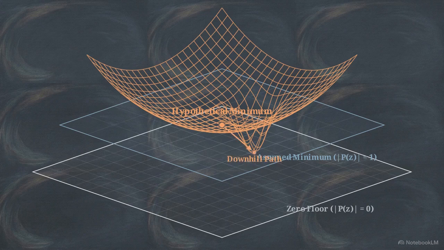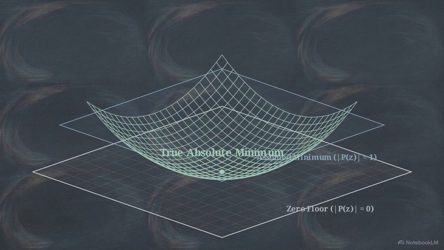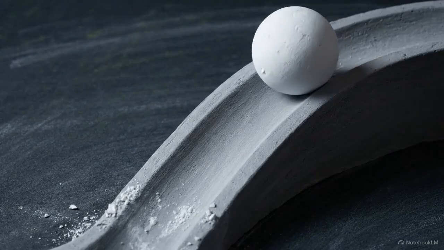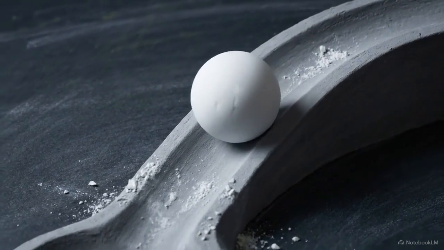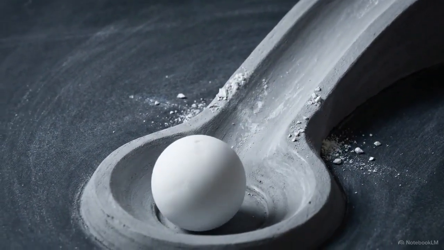Because a downhill path always exists whenever the surface is above 0, the true absolute minimum cannot exist in the air. It must rest exactly on the 0 floor. Local polynomial geometry ensures a path downwards. Therefore, the lowest point cannot remain above the axis, proving a root must exist.